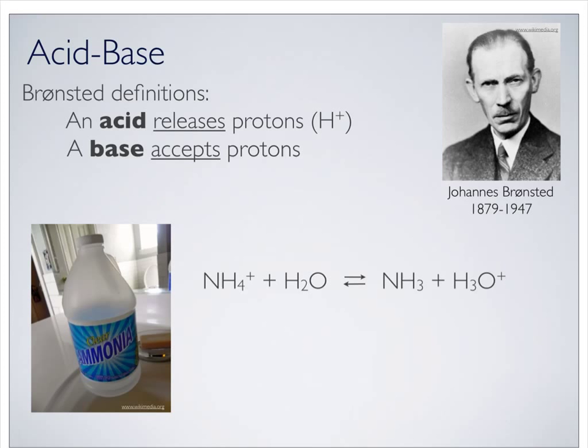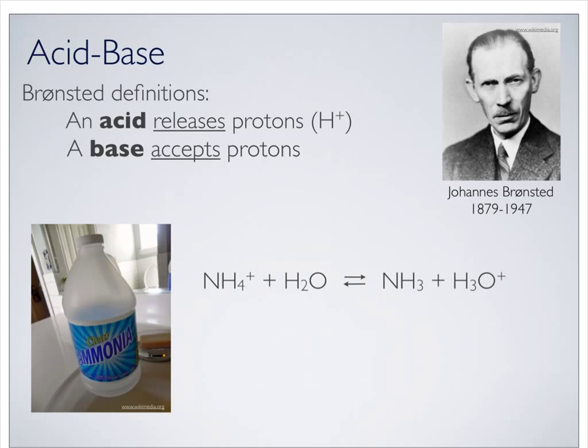In acid-base reactions, an acid releases protons, and a base is going to accept them. And this is a common definition of acid, and this was actually developed back in the late 1800s, early 1900s by Johannes Bronsted. And essentially, it states that an acid releases protons, or H+, and the base is going to be accepting those protons. We'll see some different definitions for how to define an acid later on.